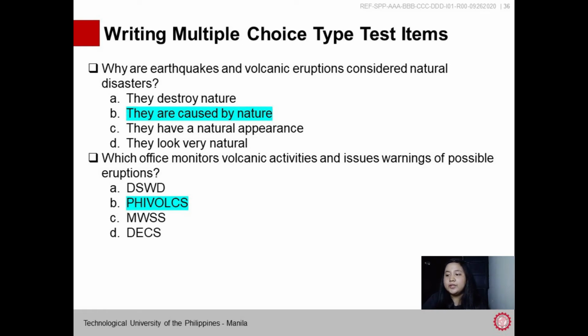So, multiple choice. Okay? So, napapansin nyo dito, hinighlight ko yung mga tamang sagot. Kasi, yung mga naka-highlight na words or sentence, ang tawag dyan is key response. Yung key response, or keys, ito yung mga correct answer or simply ask correct answers. Okay? Next slide.